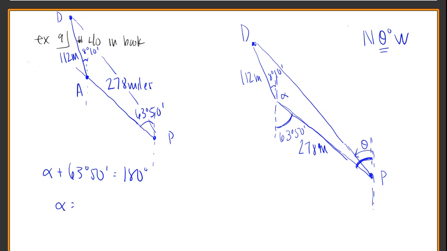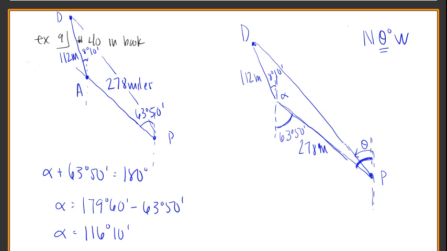So alpha is 180 degrees. We'll go and transform it just a second. 179 degrees 60 minutes minus the 63 degrees 50 minutes. So really alpha is going to be 116 degrees 10 minutes. Okay?